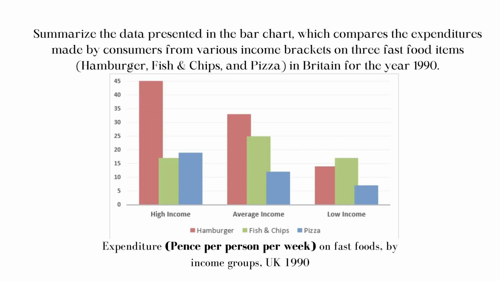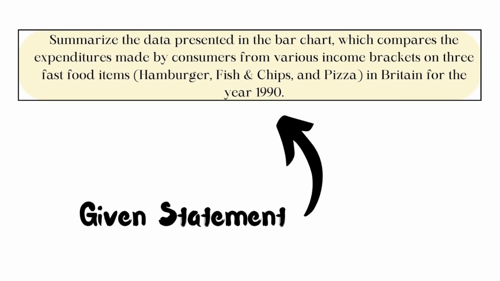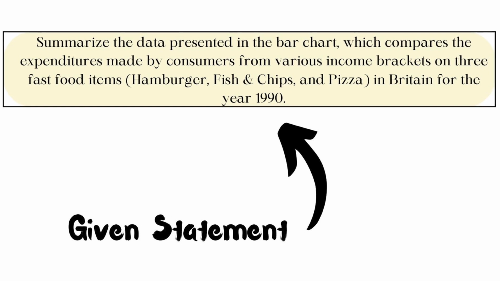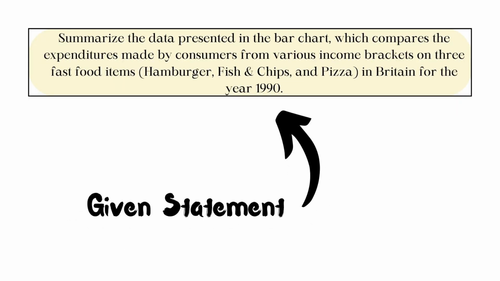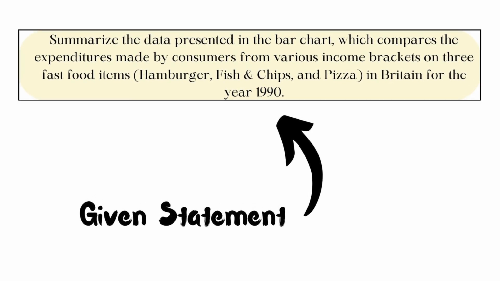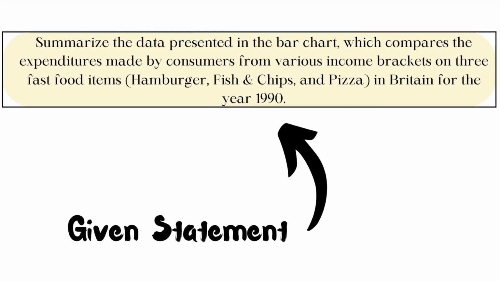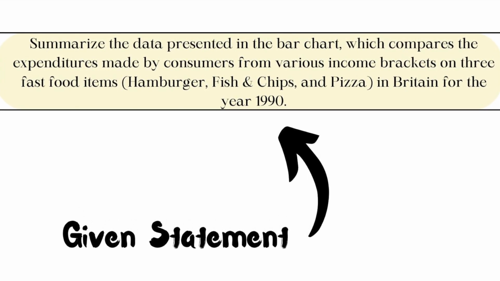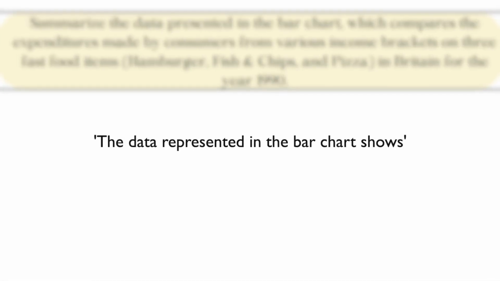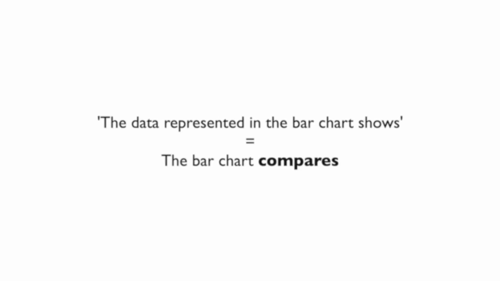Great. Now we're going to write an introduction for this bar chart. So our given statement says, summarize the data presented in the bar chart which compares the expenditure made by consumers from various income brackets on 3 fast food items, hamburger, fish and chips, and pizza in Britain for the year 1990. Now this statement has a lot of extra words in its first sentence. Namely, the data represented in the bar chart shows can be written simply by saying the bar chart compares.